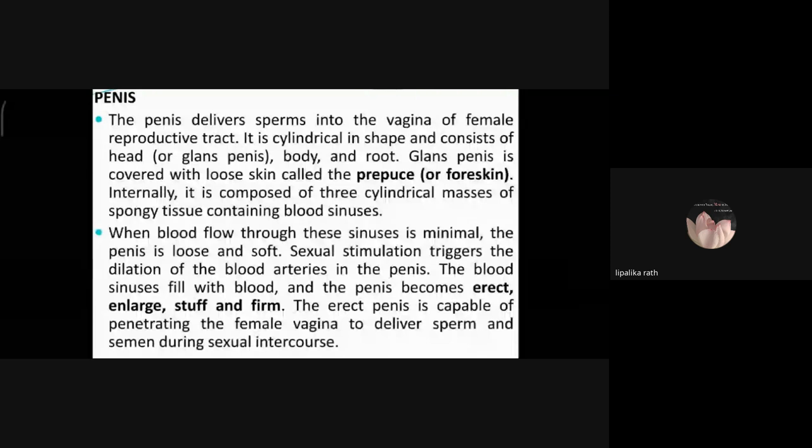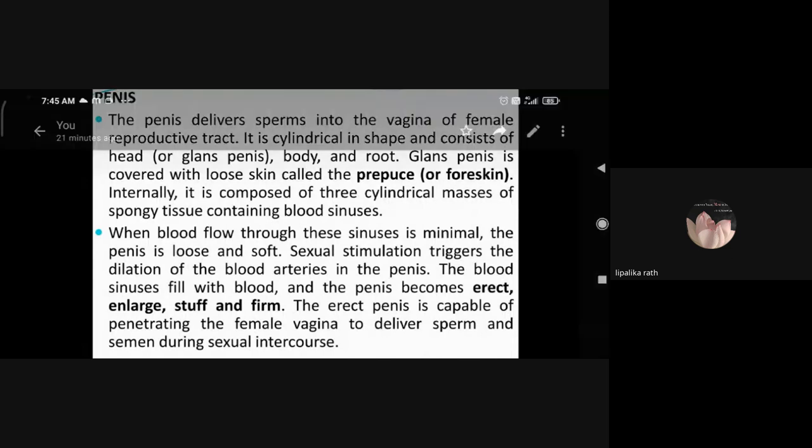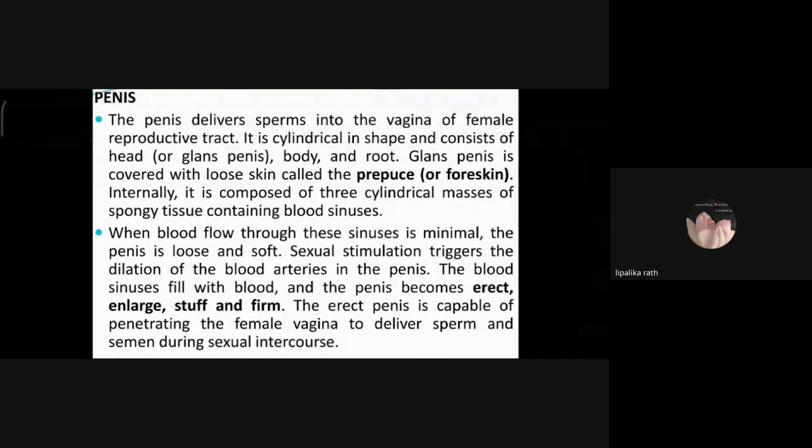The erect penis is capable of penetrating the female vagina to deliver sperm and semen during sexual intercourse. So when the penis is erect, enlarged, tough and firm, it is capable of penetrating the female vagina. Why penetrate the female vagina? To deliver the healthy sperm. When the sympathetic nervous system is active during sexual stimulation, the blood sinuses fill with blood and the penis becomes erect, enlarged, tough and firm, and is then capable of penetrating the female vagina to deliver sperm during sexual intercourse.